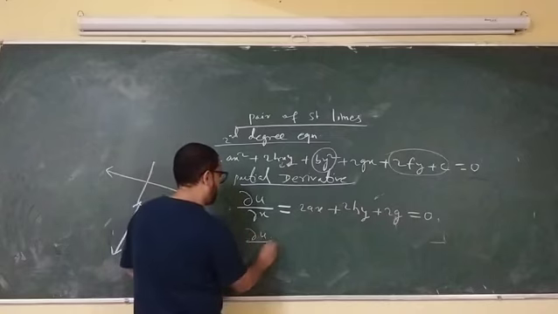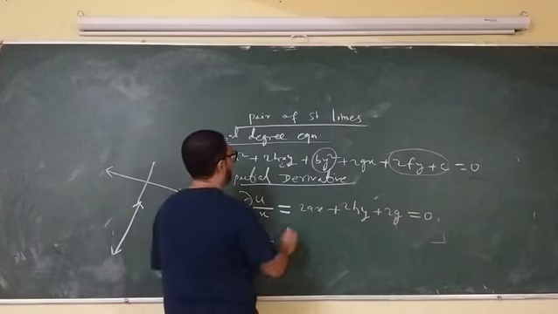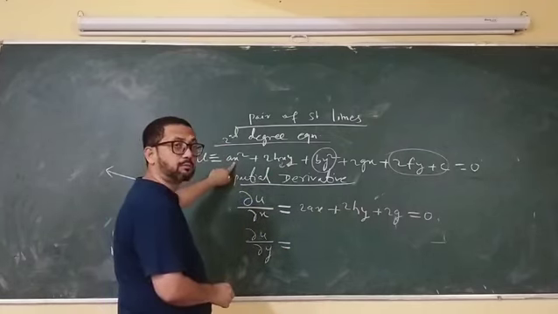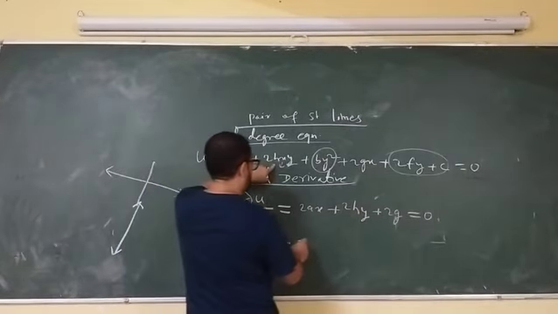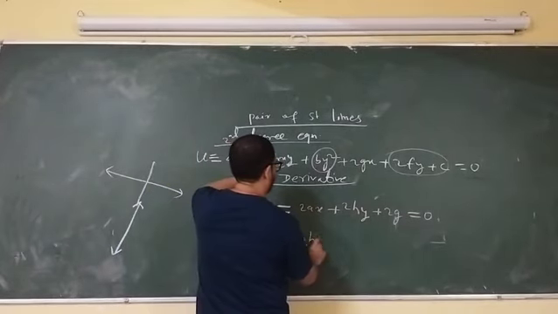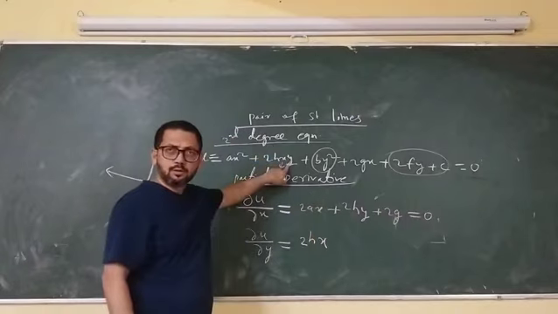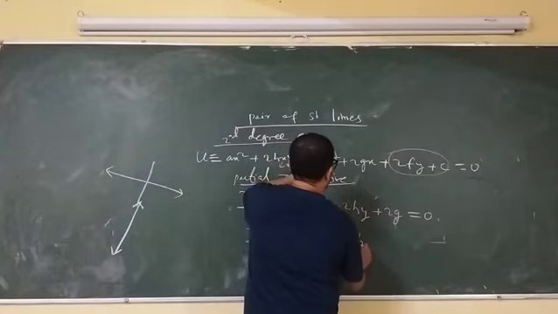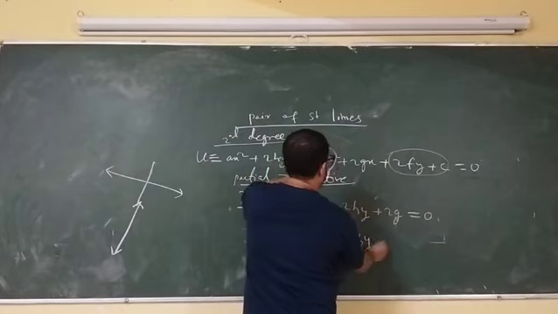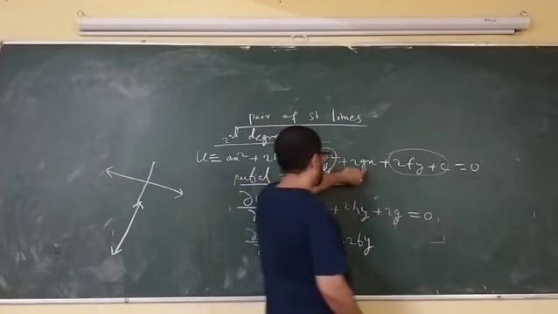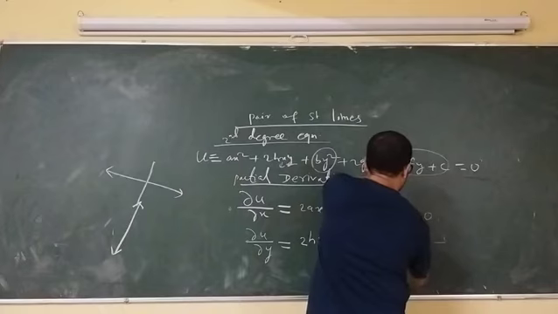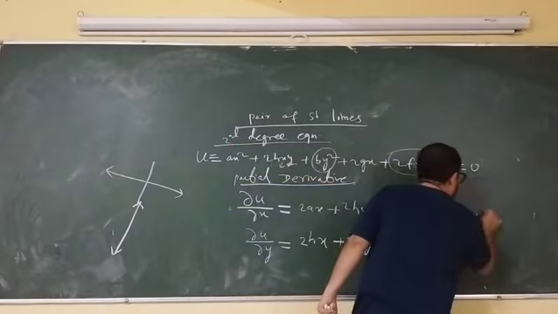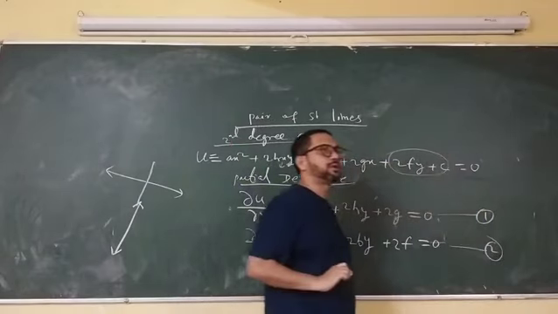Similarly, dou u by dou y is equal to, with respect to y, this portion will be 0. This portion will be 2hx, what y, y is what? 2hx. And then this portion will be 2by. This portion 0. This portion will be 2f. So let this be the first equation. This will be the second equation.